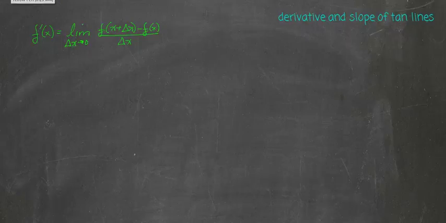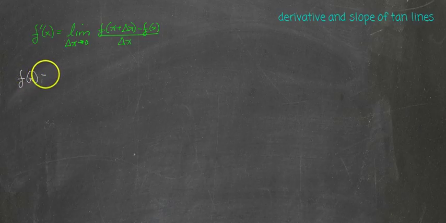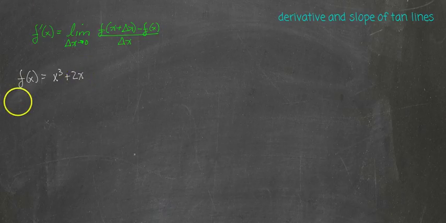All right, so let's get down to calculating some derivatives. If I'm given the function x cubed plus 2x, and I'm asked to calculate the derivative, the derivative would be f prime of x.